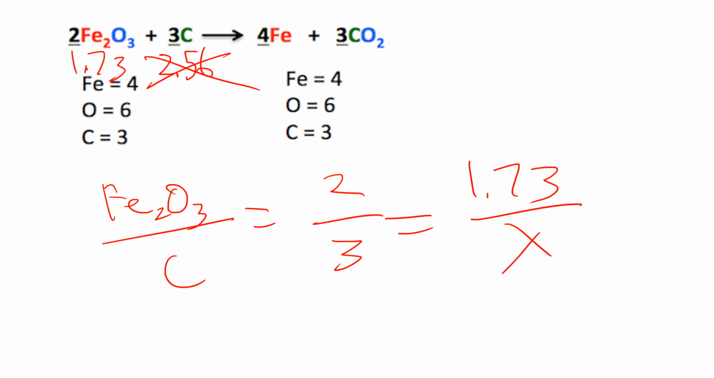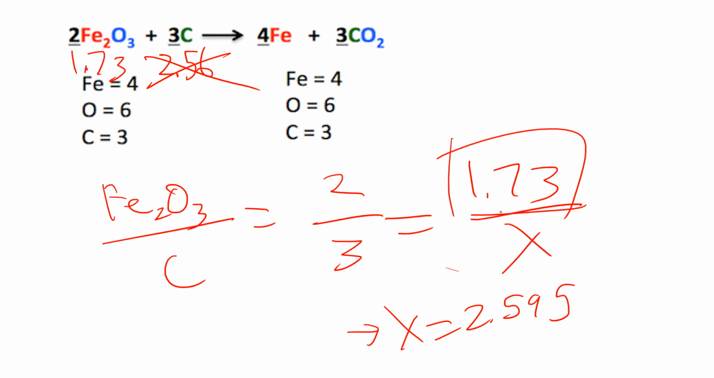When we solve for X, we get 1.73 divided by 2 times 3. We get 2.595. Okay? Now this is how much carbon we're supposed to have if we have 1.73 iron oxides, and we do. But we don't have that much. We only have 2.56. So we know this is limiting and this is excess. So that is an introduction to limiting and excess reagents.